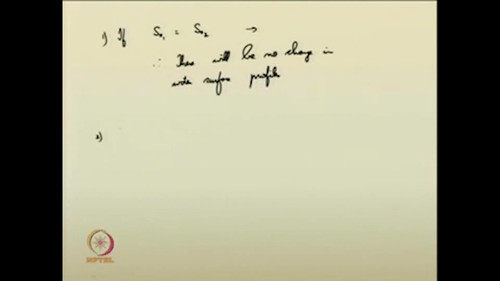The second case, S01 is greater than S02, that is, flow is occurring from a mild slope channel to a milder slope channel. What happens?